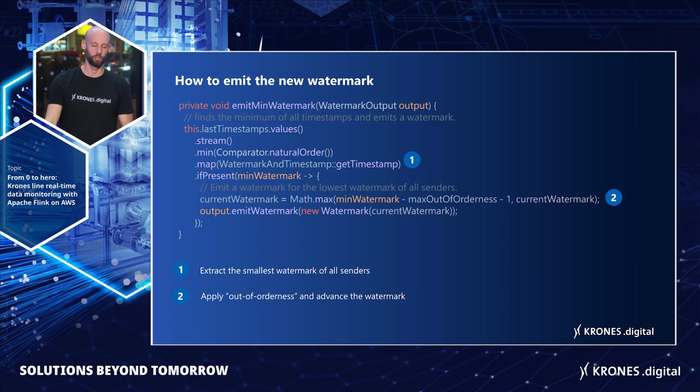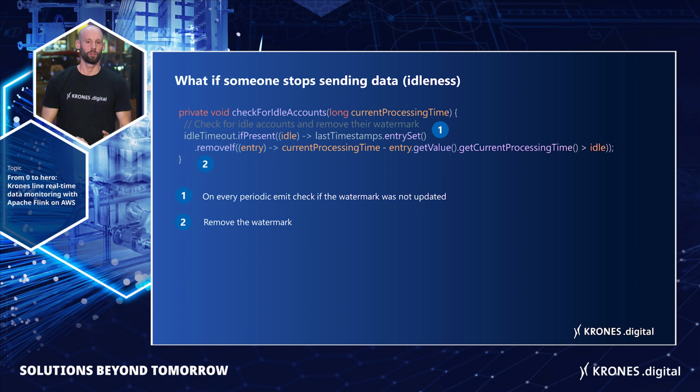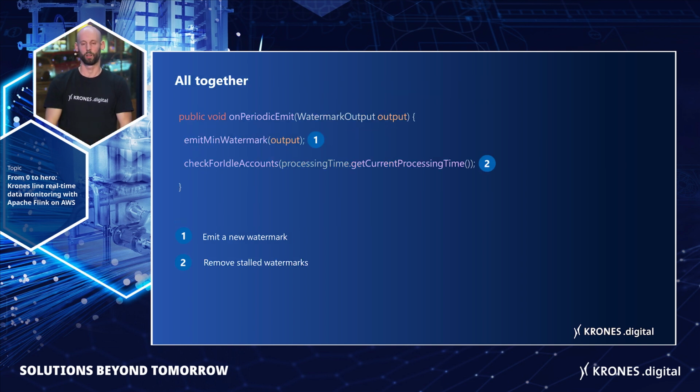And further, what you need to do is, if you have stalling sources, you still want to be able to create a watermark, so you need to get rid of them. So you see, well, some of them are idle, so you just throw them away, and they're not considered in the computation. You can see that.